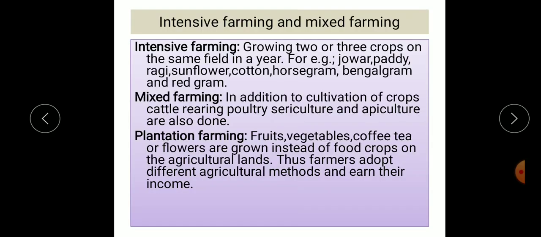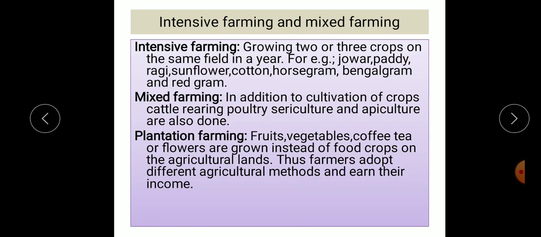Next is intensive farming and mixed farming. Intensive farming means growing two or three crops on the same field in a year. In one year, they are growing two or three crops in the same field. For example, jowar, paddy, ragi, sunflower, cotton, horse gram, Bengal gram and red gram. All these are examples of intensive farming.